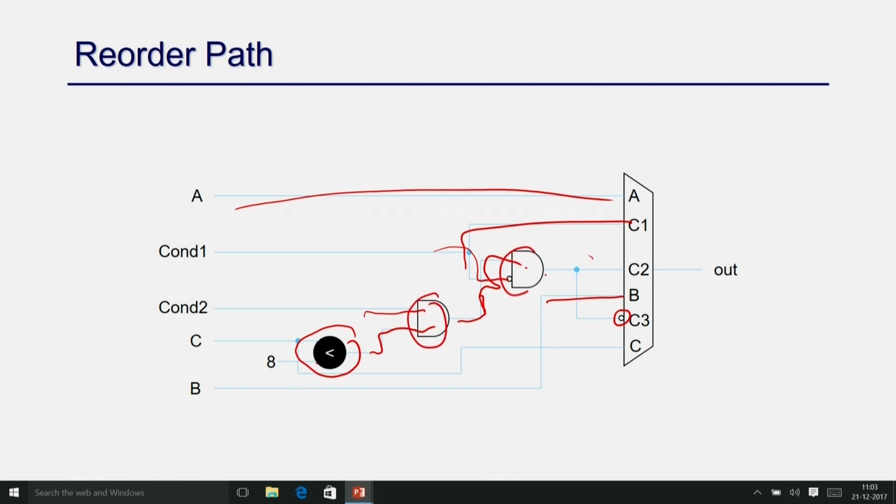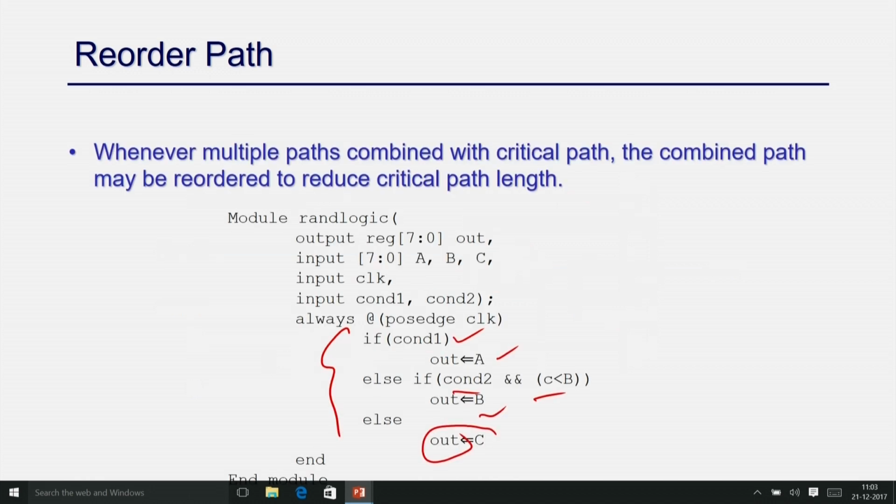So, this gate, and this gate. So, total delay of this path will be 3 AND gates, right. But you can actually rewrite your code in a little bit different manner, because you finally have to choose between A, B, C, right. So, you can rewrite it in such a way that these 3 can become parallel, right.